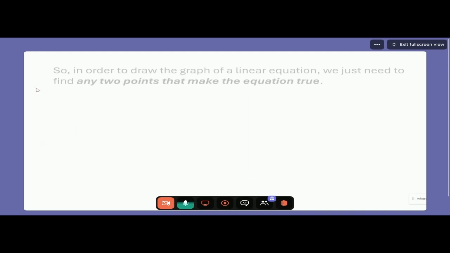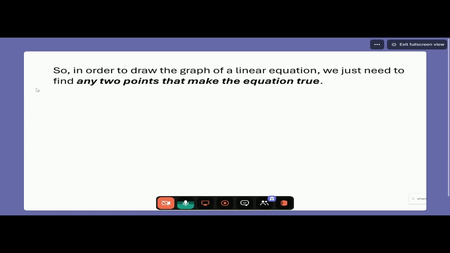Okay, so we're going to try a few here. Working from that starting point that we can draw the line if we can find 2 points on it, and the way to find 2 points on it is to find any 2 xy pairs that make the equation true. Because that's what the line is. It's a picture of all the points that make the equation true. So here's a nice simple one. I'm going to do 3 here.